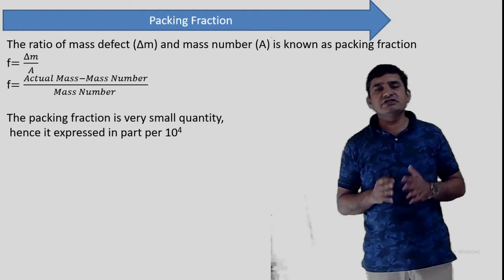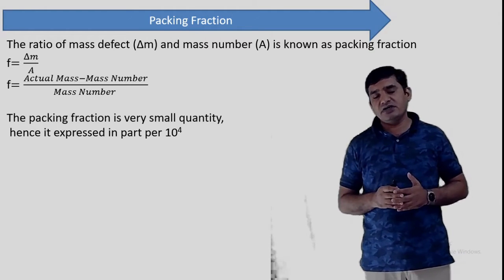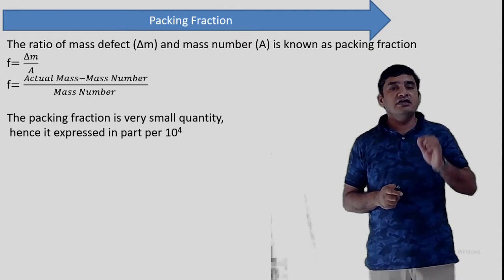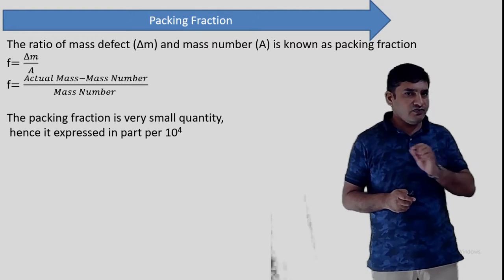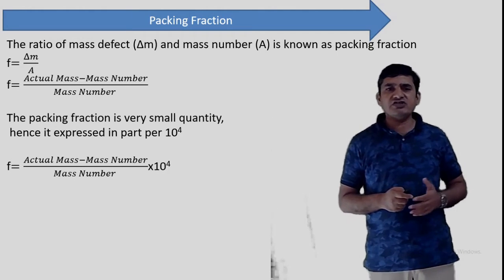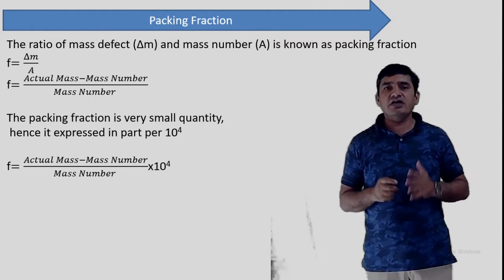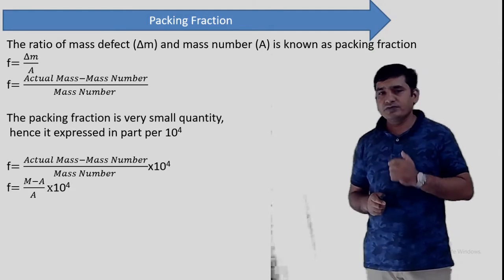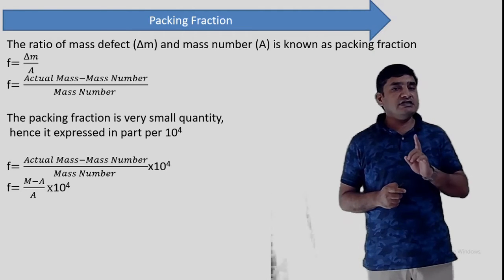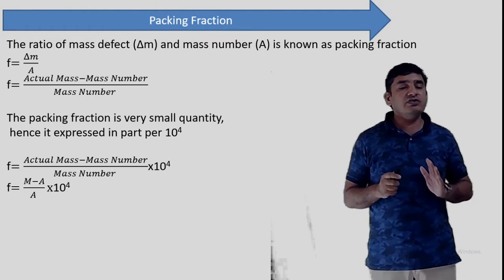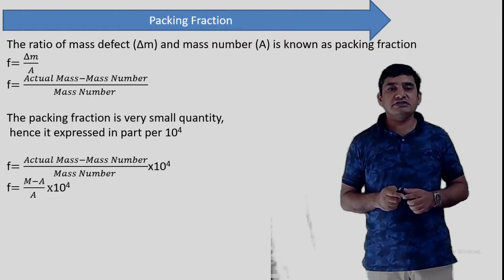Now packing fraction is a very small quantity, and therefore it is expressed in parts per 10 raised to 4. So the packing fraction F is equal to actual mass minus mass number divided by mass number, multiplied by 10 raised to 4. This can also be represented as F is equal to (M minus A) divided by A, into 10 raised to 4, where M is the actual mass and capital A is the mass number.